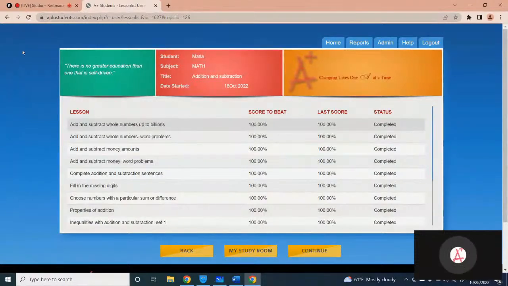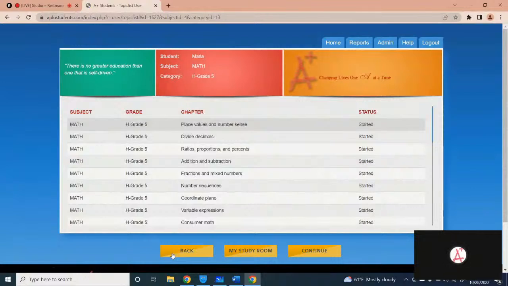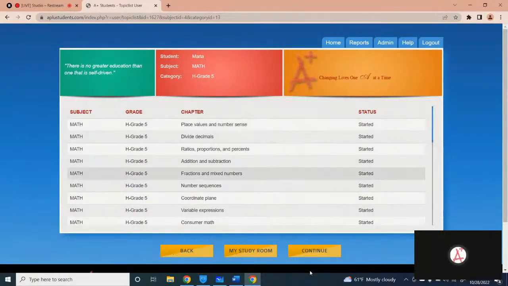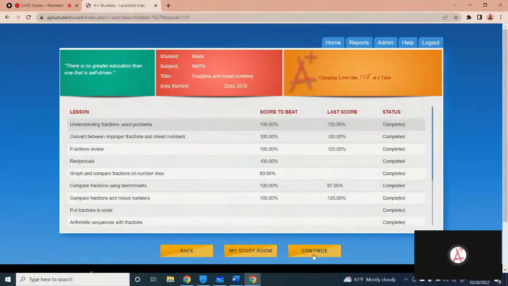Okay, just start with the next chapter. And the next chapter is fractions and mixed numbers. Let's start with the topic that is fractions and mixed numbers. Okay, let's start with the first topic, which is understanding fractions word problems.